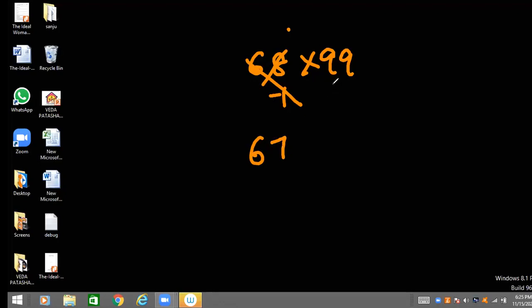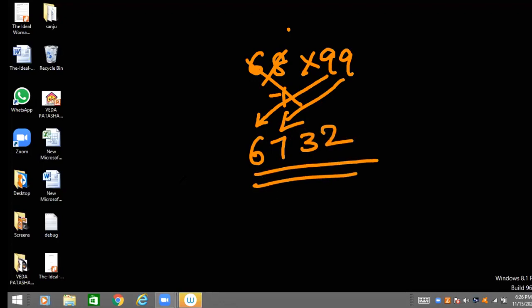It is also very difficult for me because I'm a kid; I know basics only. So please subtract only each digit from 9. 9 minus 6 is, Anand? 3. Very good. 9 minus 7 is 2. This is the answer for 68 into 99. That's it. Very easy, right?